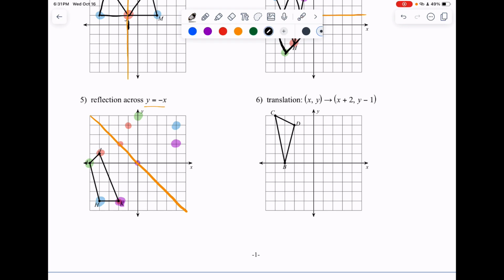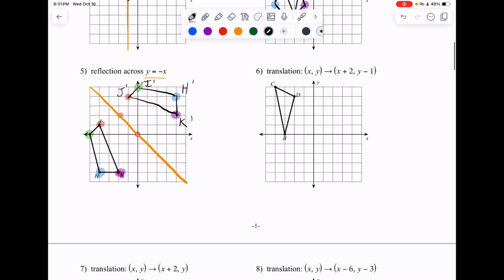Let's connect these 4 dots now. We got those 2, these 2, here, and here. Let's go ahead and label our spots. So the H was the blue, K was the purple. These are prime because they're the images. This is our J prime and our I prime.